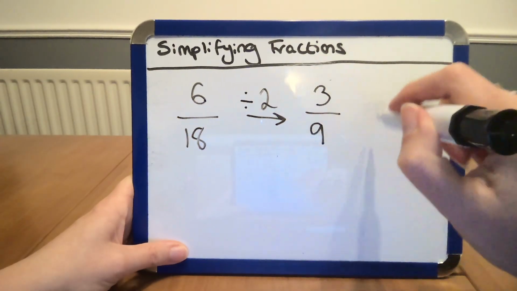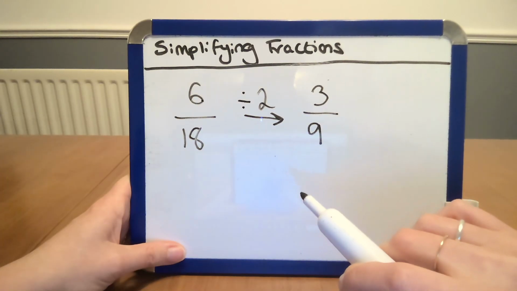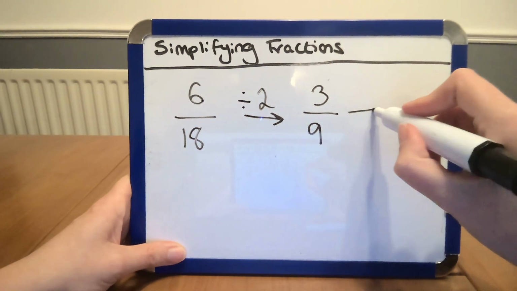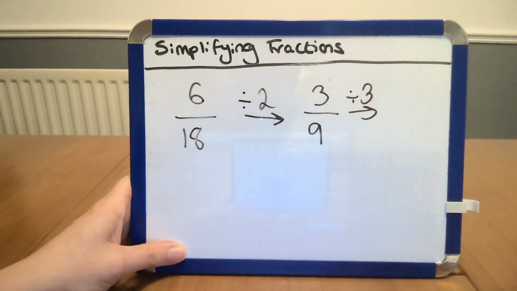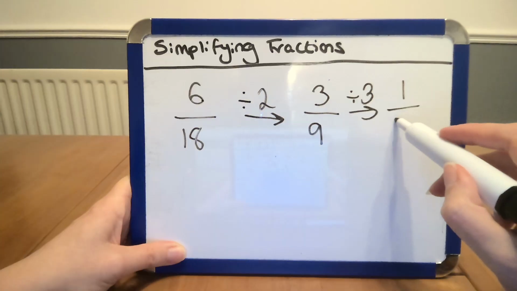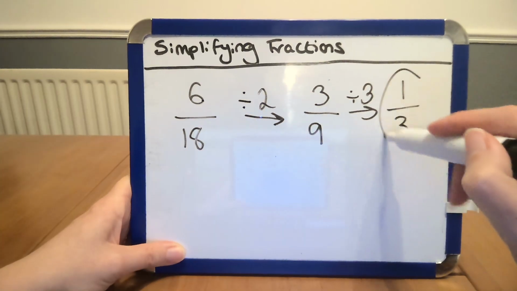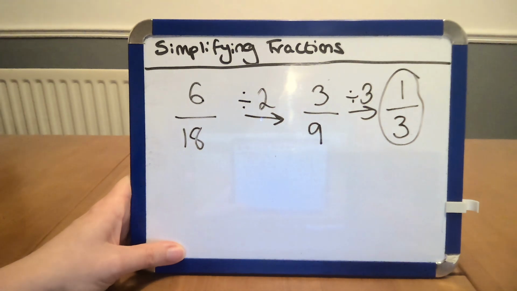Now I need to look at this fraction and think, is there another number that both these can be divided by? Yes, there is. So I'm then going to divide by 3. 3 divided by 3 is 1. 9 divided by 3 is 3. So I'm left with 1/3, and that is as simple as this fraction will go.